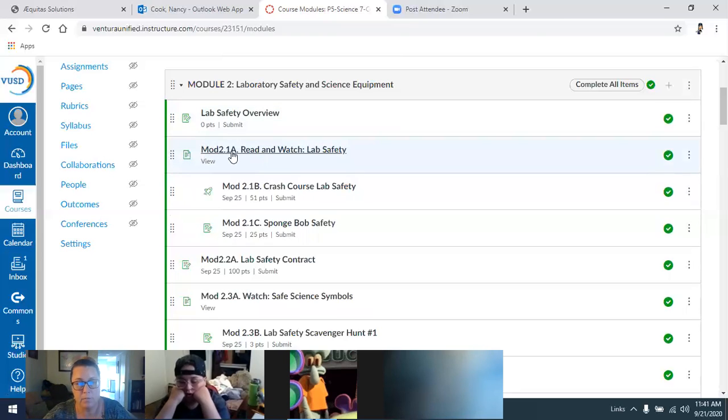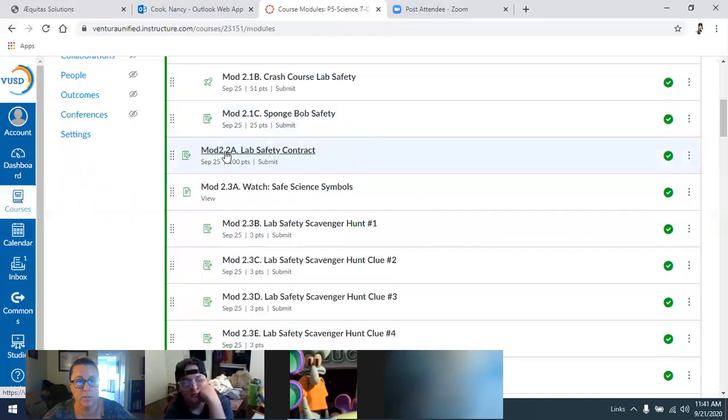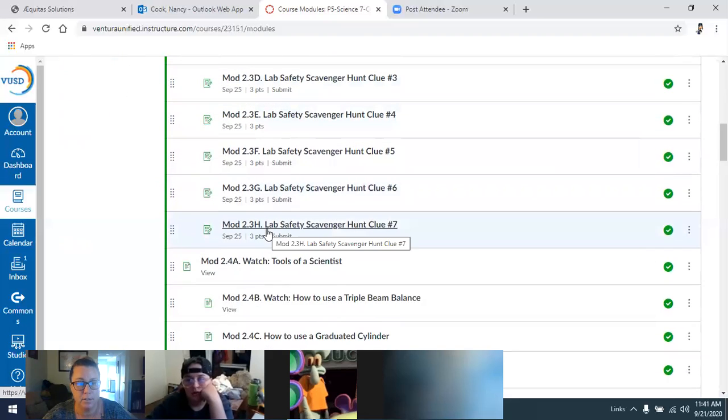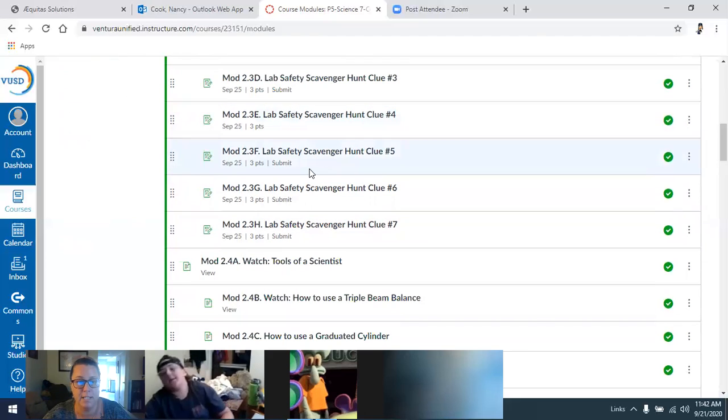So for Monday, which is today, you're going to look at module 2.1. 1A, 1B, 1C is for Monday. Module 2, 2A is for Tuesday. This requires your parent or guardian's help with homework also. They're going to have to do this with you. Module 2.3, 3A through H is due for Wednesday. And again, once you see these, they're really easy. They're going to be a minute each, I promise you.